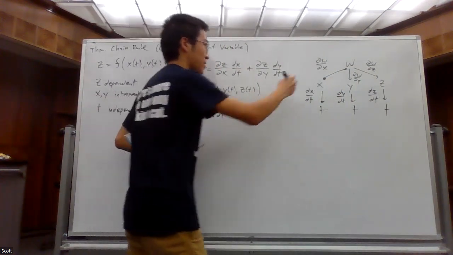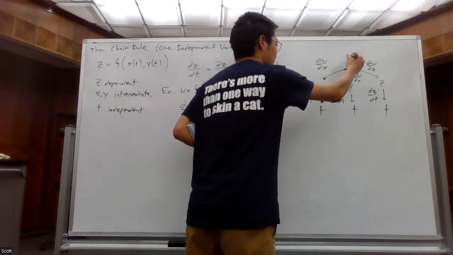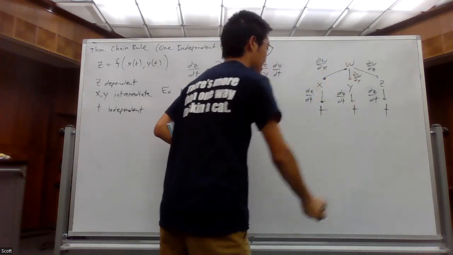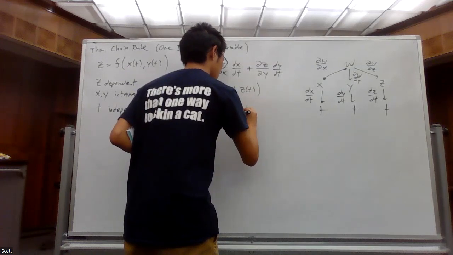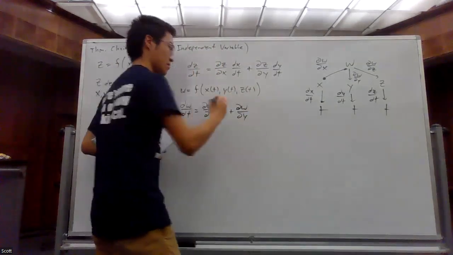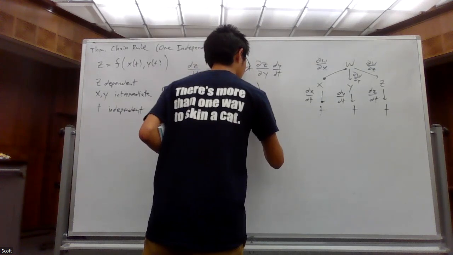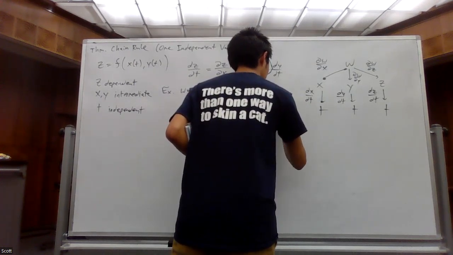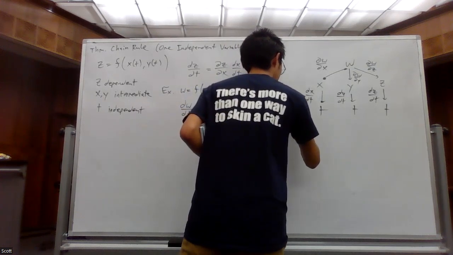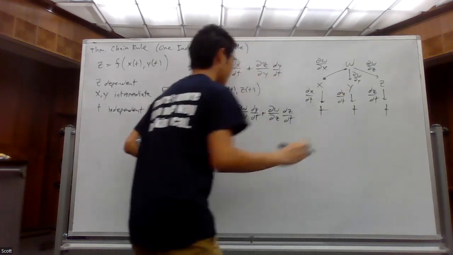Now following that same kind of pathway logic, how do we get from w through y to t? dw, dy. dy dt. And then the last one? dw dz. dz dt. Very good.